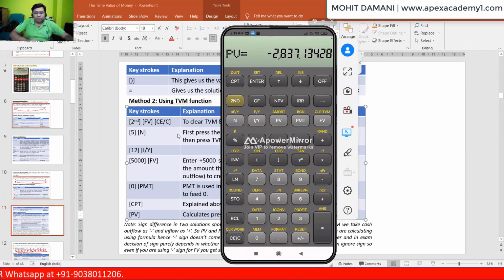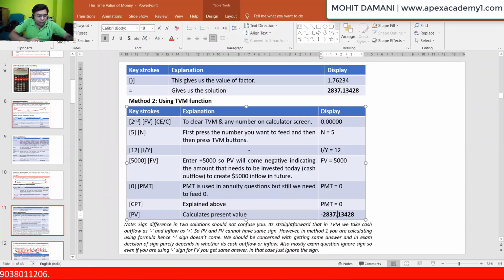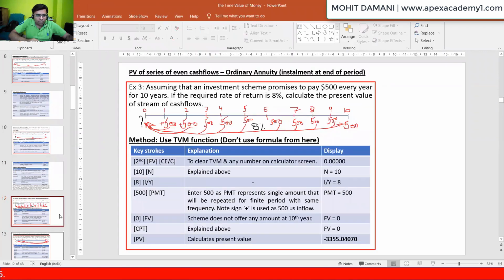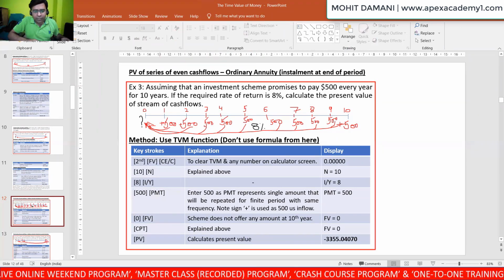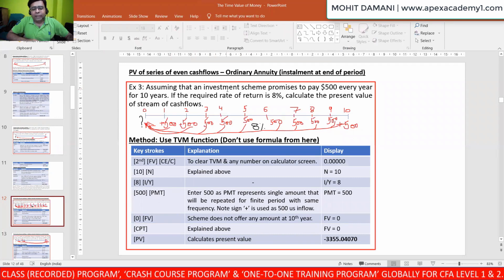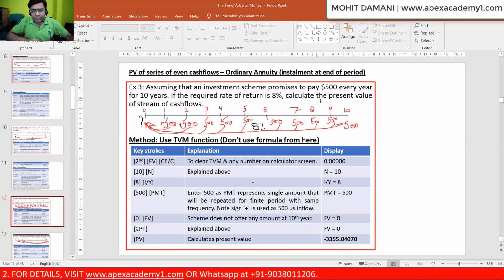Okay. Now, moving to the next: PV of a series of even cash flows. Now coming to how to use the N, I/Y, PV, PMT, FV functions on the calculator. See, annuity means the same amount getting repeated year over year. This is what has been displayed over here. So read: assuming that an investment scheme promises to pay $500 every year for 10 years, if the required rate of return is 8%, calculate the PV.